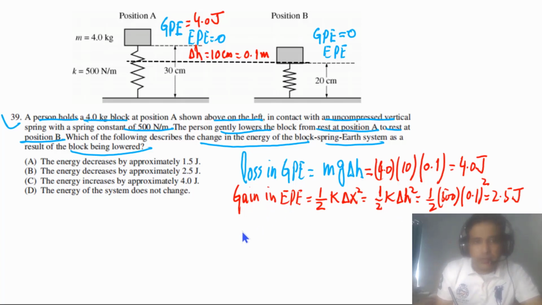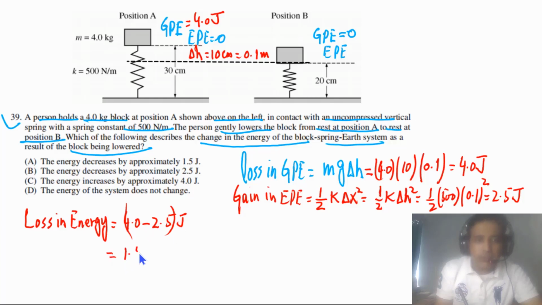Now we need to calculate in this case the loss in energy, or we can say the change in energy of the system. So the loss in energy is equal to 4.0 minus 2.5 joules. So we will get 1.5 joules. It means the energy has decreased by this much approximately. If you look at the given options, the energy decreases by approximately 1.5 joules. This is right. So the answer for this question is A.